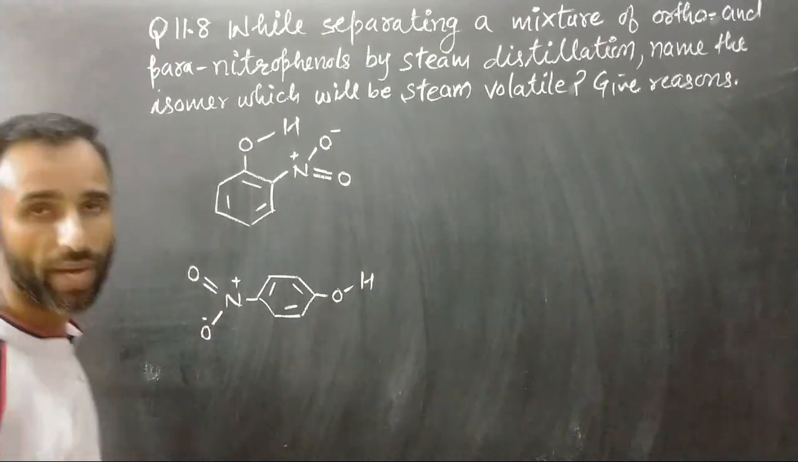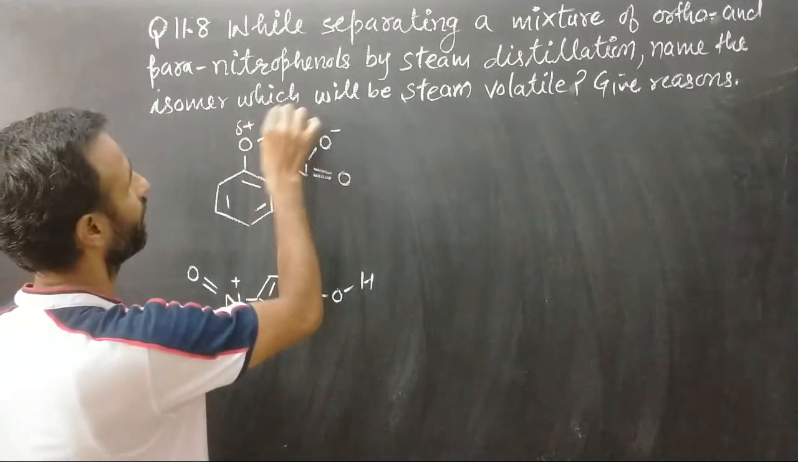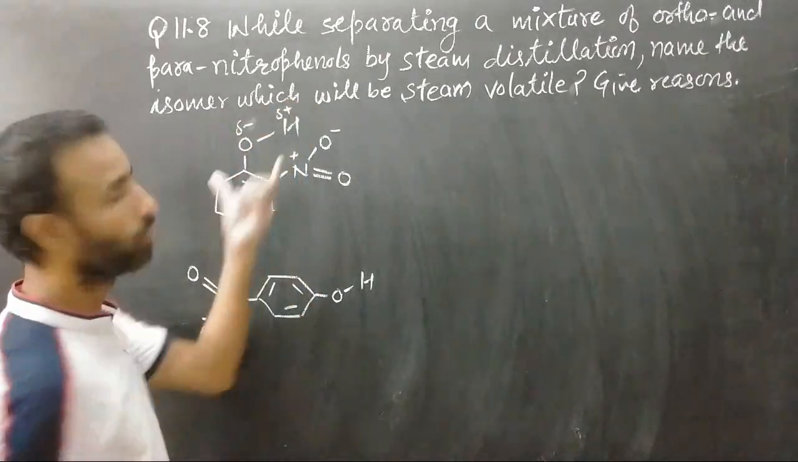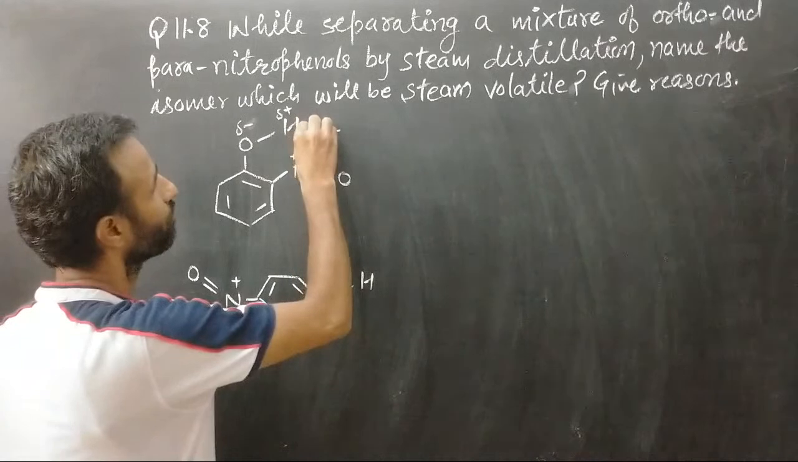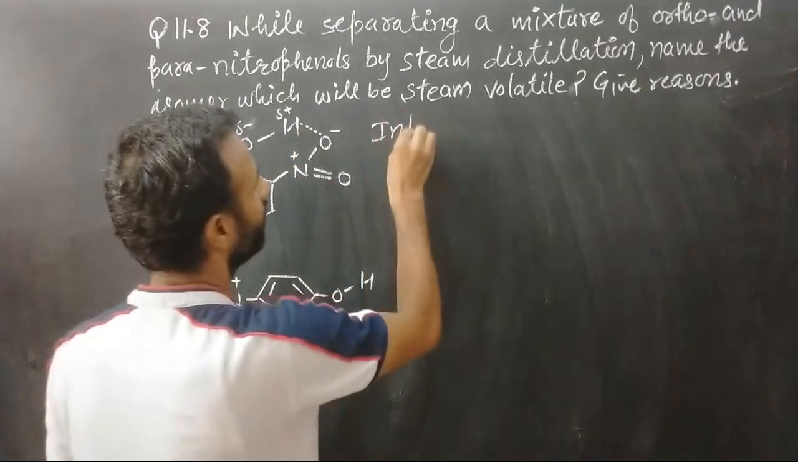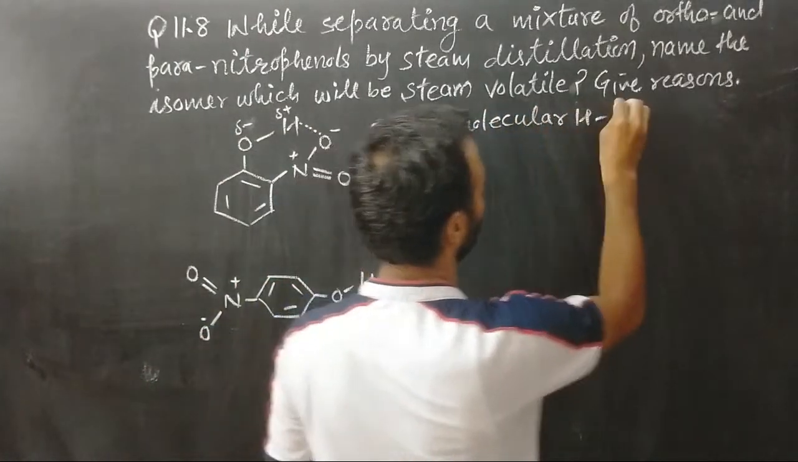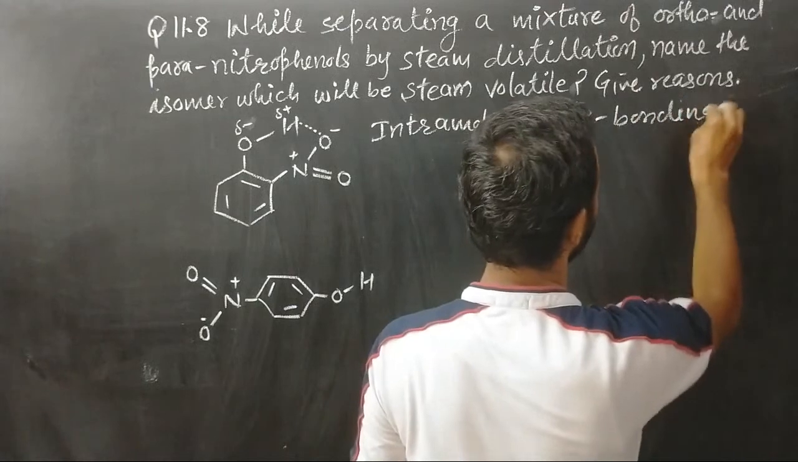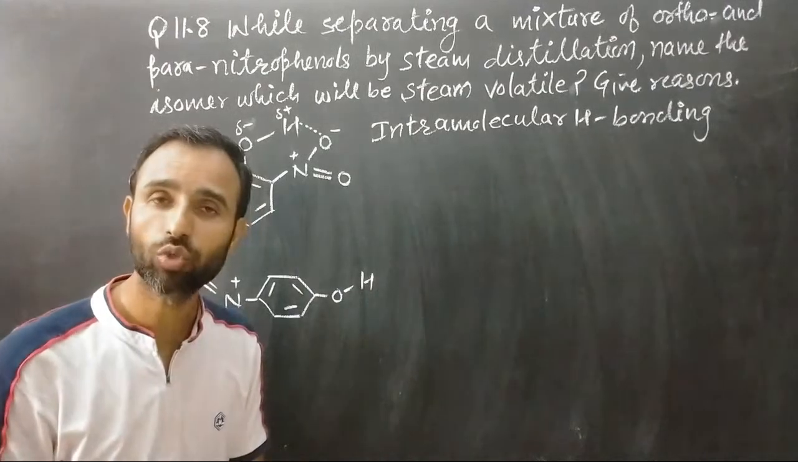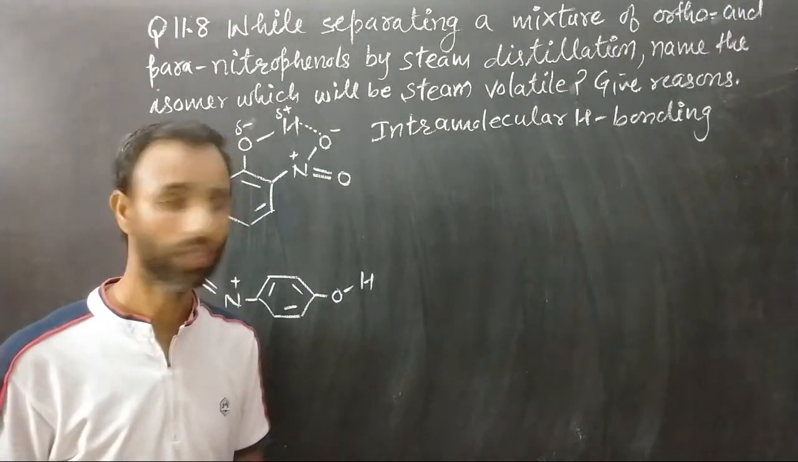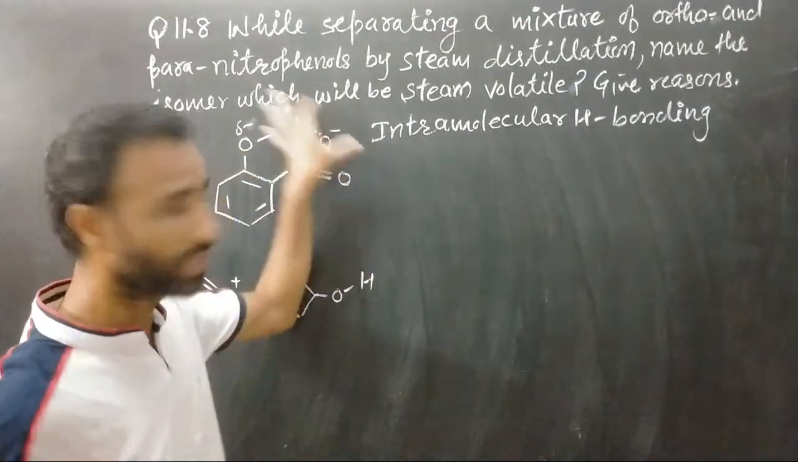And this is paranitrophenol. So in orthonitrophenol, this H plus from OH and O negative from nitro can form intramolecular hydrogen bonding. Intramolecular hydrogen bonding means hydrogen bonding is formed between two polar groups belonging to the same molecule. So because of this intramolecular H bonding, it becomes inert.